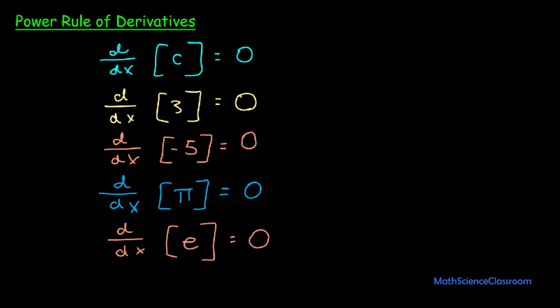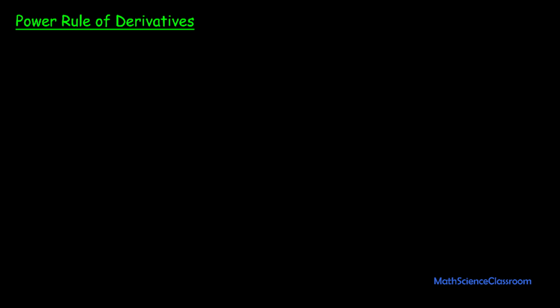Now, both pi and e are irrational numbers. Irrational means they do not have finite digits. Their digit extensions go on forever. But even though they are irrational, they are constants, so their derivative equals 0. So the derivative of a constant equals 0.